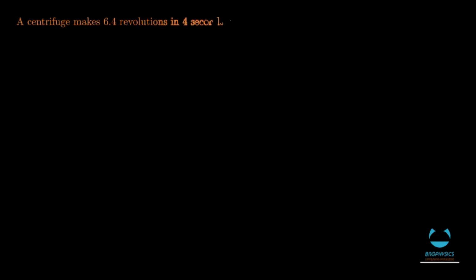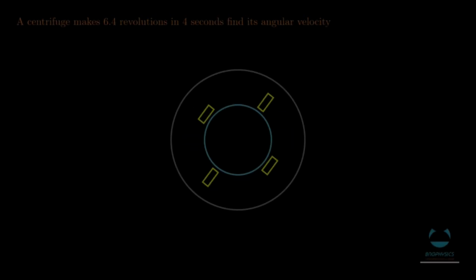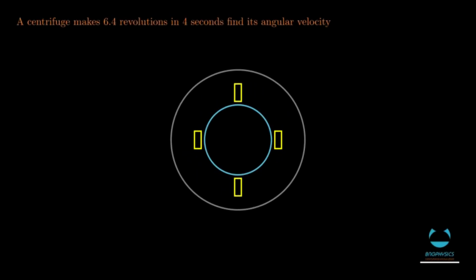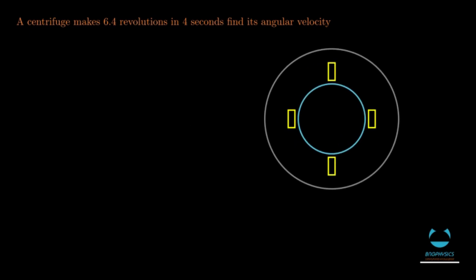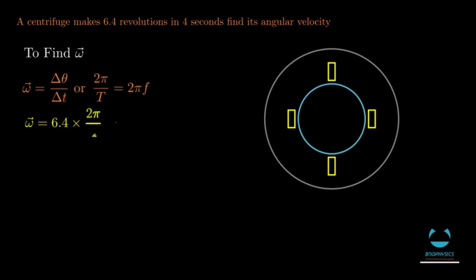Let us start with the first equation. In example 1, let us find the angular velocity of this centrifuge as it makes 6.4 revolutions in 4 seconds. To find the angular speed of the centrifuge, in fact, there are two ways. First, we can multiply the number of cycles, which is 6.4, by 2π, and divide it by the time period, which is 4 seconds. And it is equal to 10.05 radians per second.